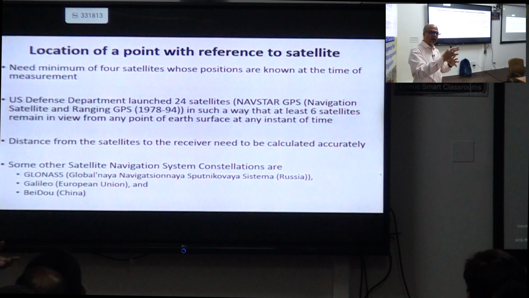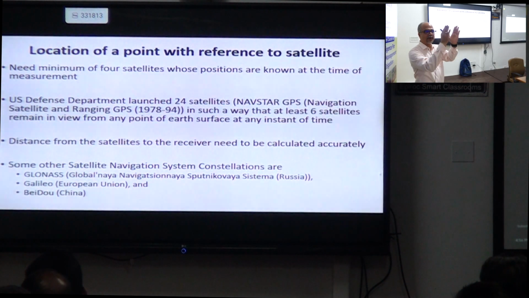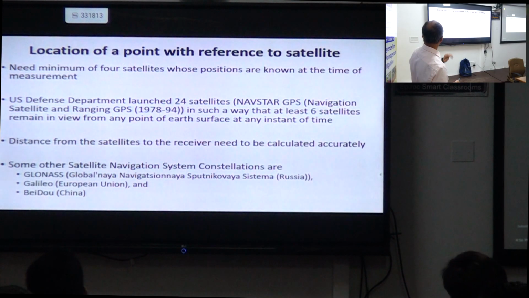So wherever you are on the Earth, at least 6 will be visible. We need 4. If we get 6, sometimes those 4 may be very narrow, so we'll take the widest one and then we'll get the best result.